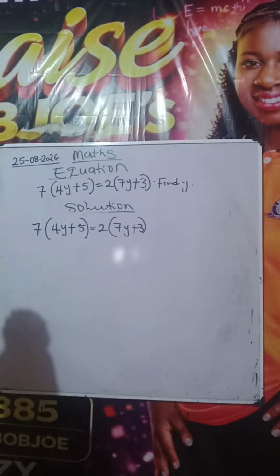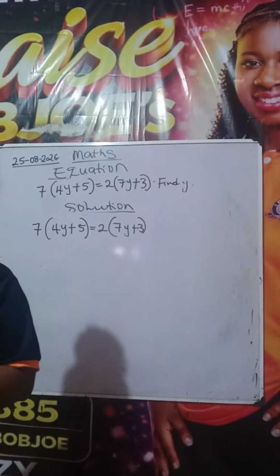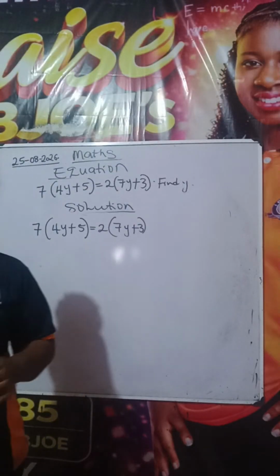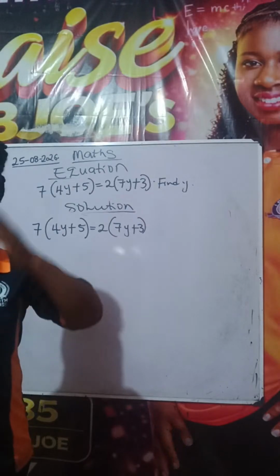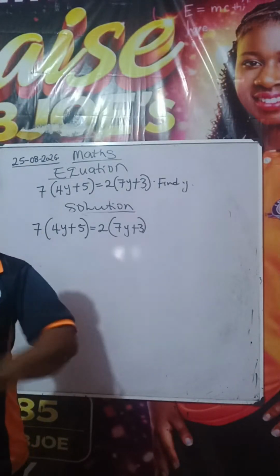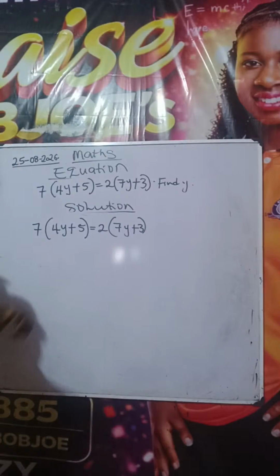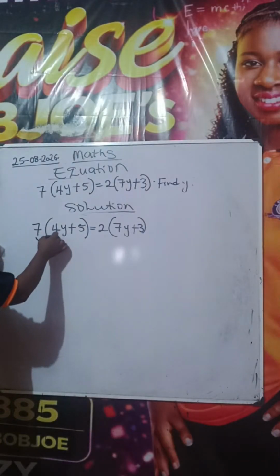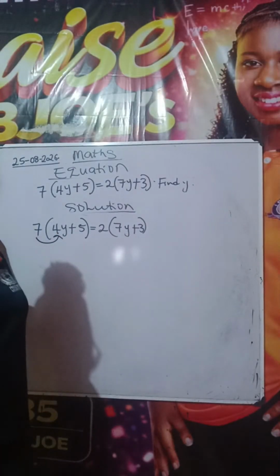So first we need to open the bracket. We need to expand this. Yes, open the bracket. No, this is not the time to collect like terms because of that bracket. You have to clear it first. Okay, now I will use 7 to multiply. 7 times 4y.